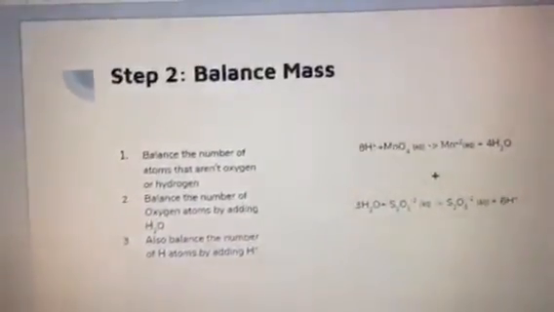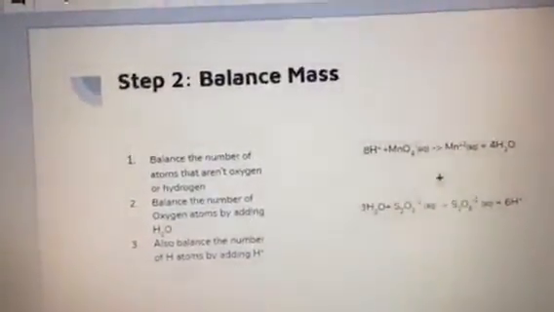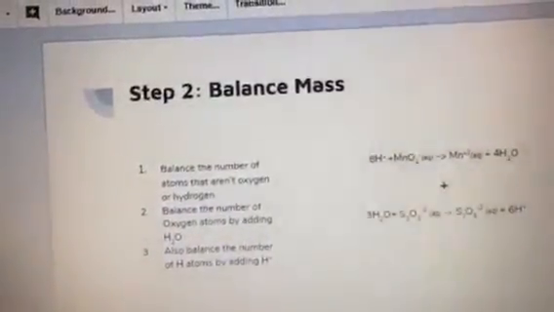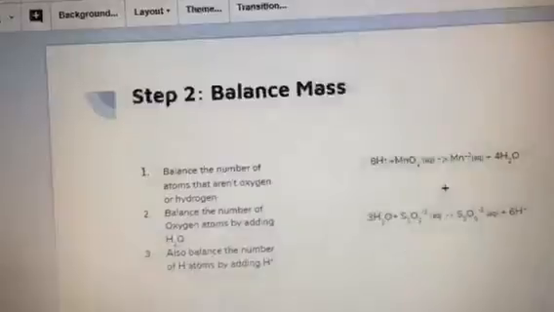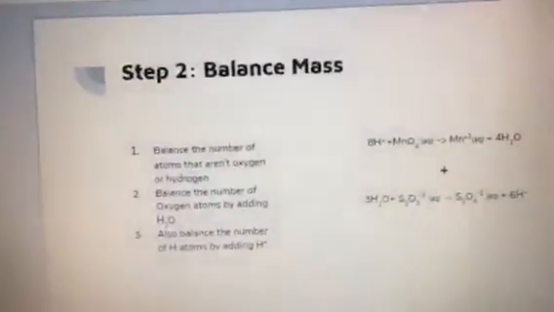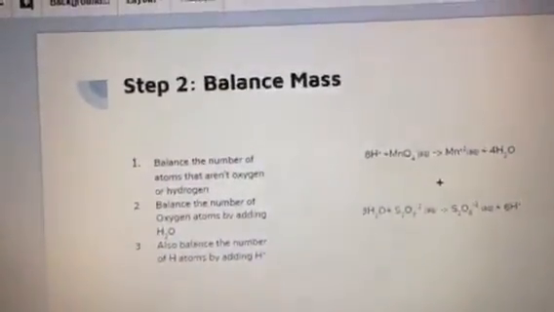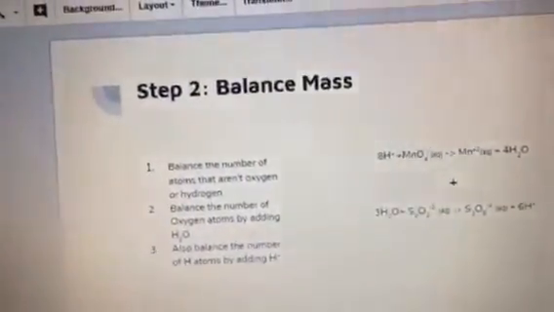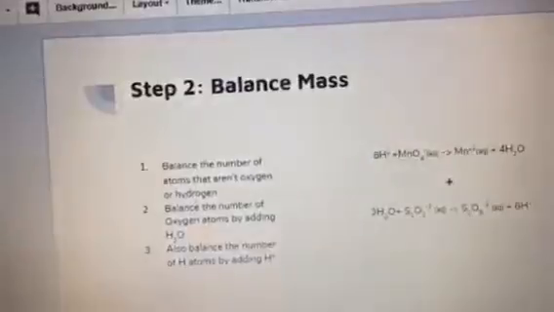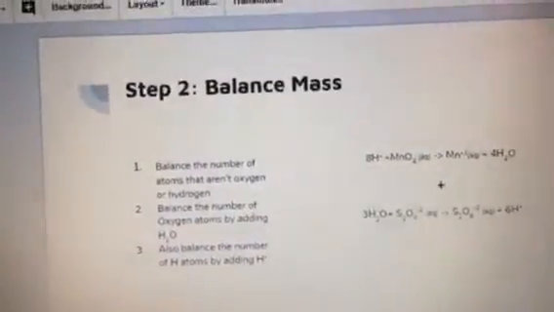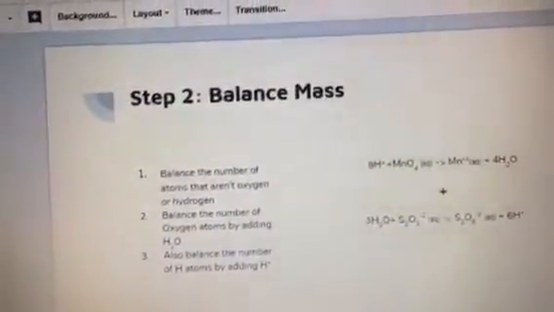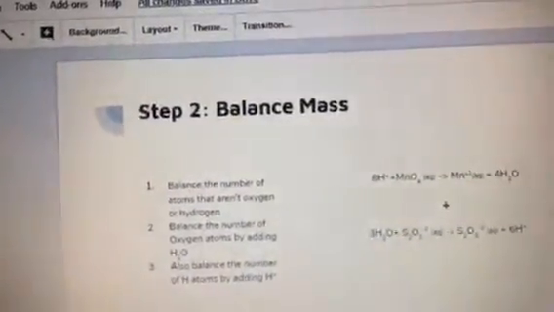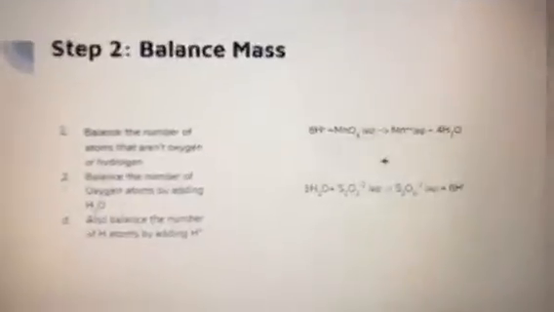Next, we balance any atoms that need more oxygen by adding 4 water molecules to the Mn2+ and 3 H2O to the S2O3. Since we added water, we also have to add H atoms to the other sides of the half equations, which is 8 hydrogens to the first because of the 4 water molecules on the other side, and 6 hydrogens to the second because of the 3 water molecules on the other side.